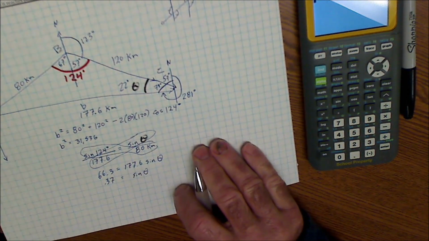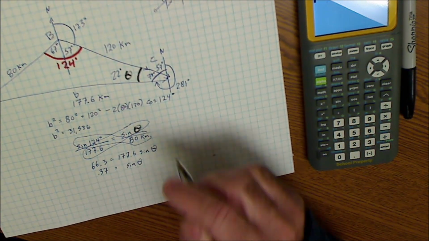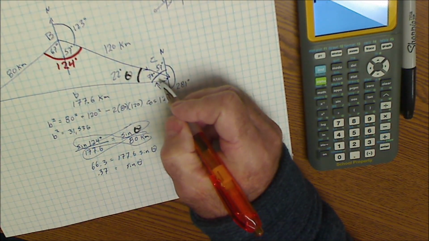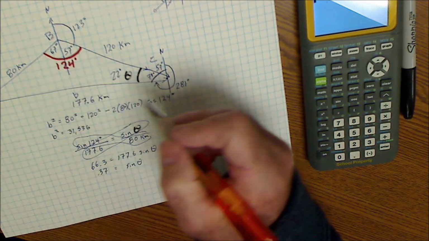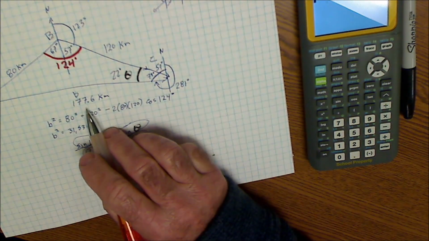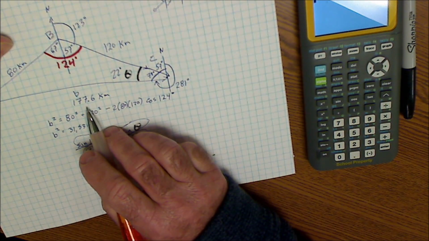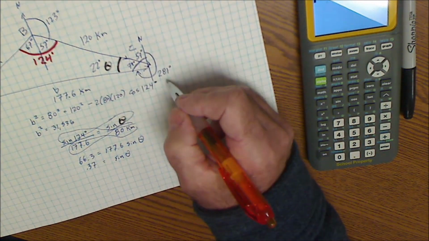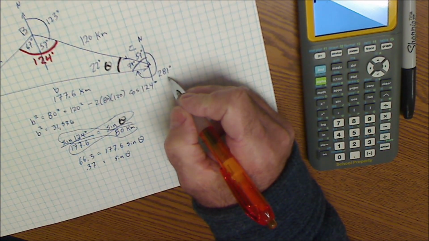So part C is saying find the bearing from point to fly to return to A from C. Well, I fly 177.6 kilometers at an angle of a bearing of 281 degrees.